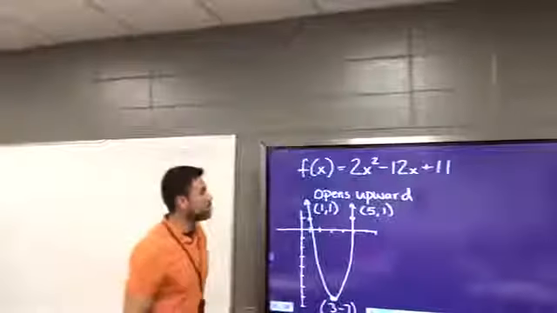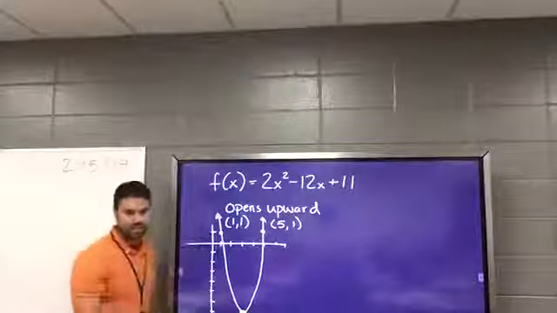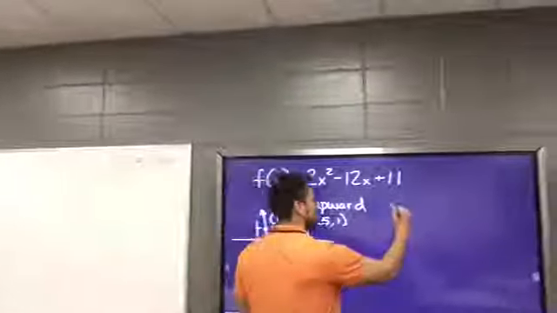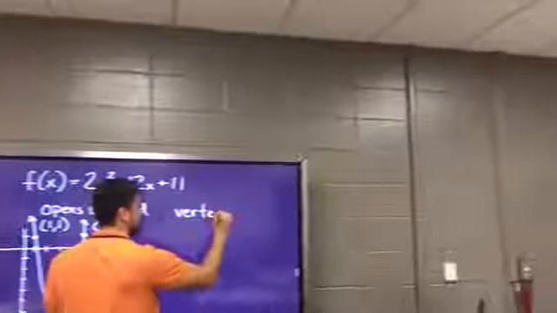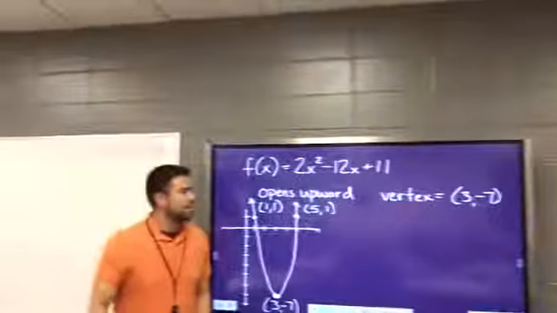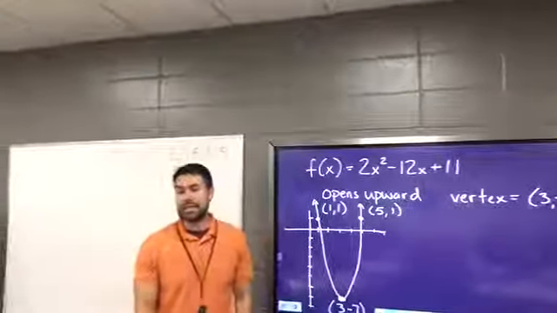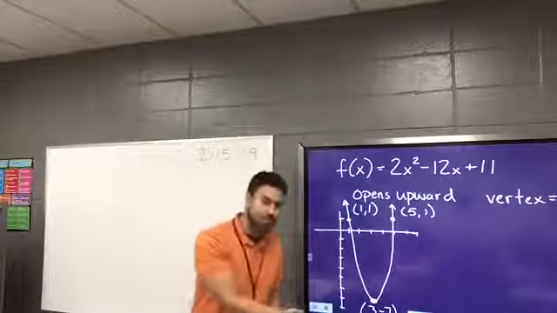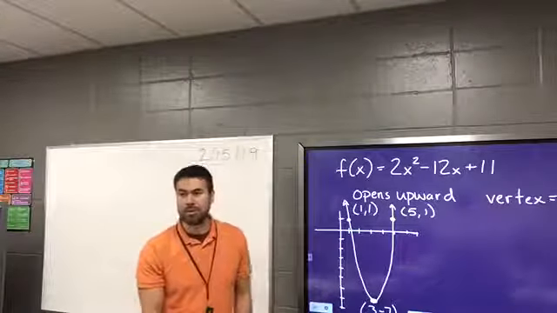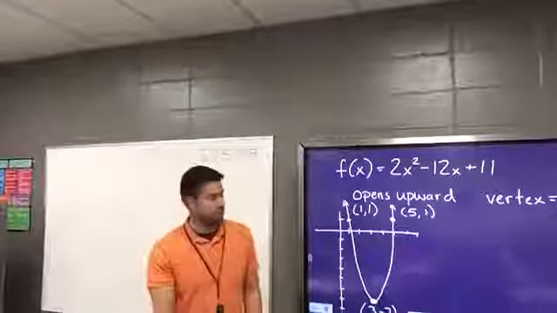Okay, it opens upward, doesn't it? What's the vertex? 3, negative 7. Yep, I gave it to you. You know it. 3, negative 7. Okay, that's your vertex. And then somebody tell me the either minimum or maximum value. So it's one or the other. Can't be both. Yes, Sophie? Is it minimum? It's the minimum value. And what is that? Negative 7.